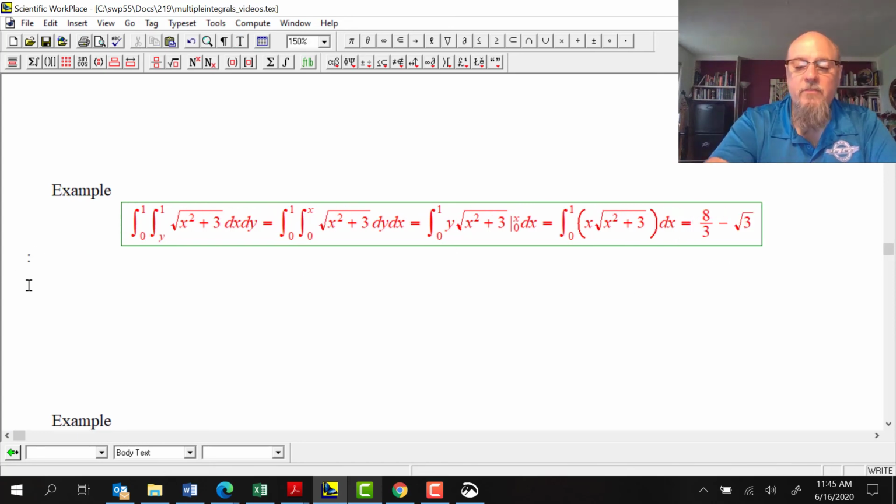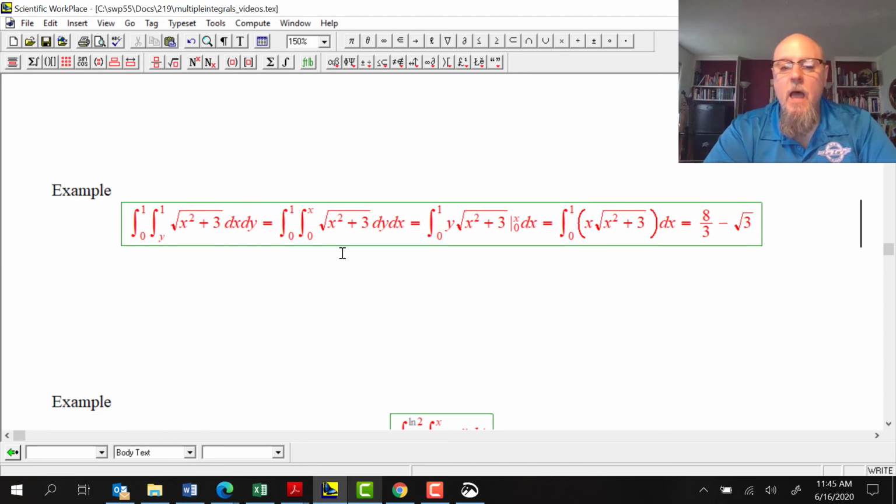So the point of this was why I might want to switch the order of integration. Now I might want to switch the order of integration because the question is just switch the order of integration. Or I might because it gives me an easier integration to do.